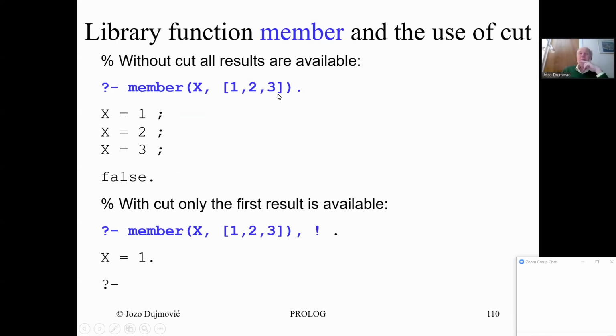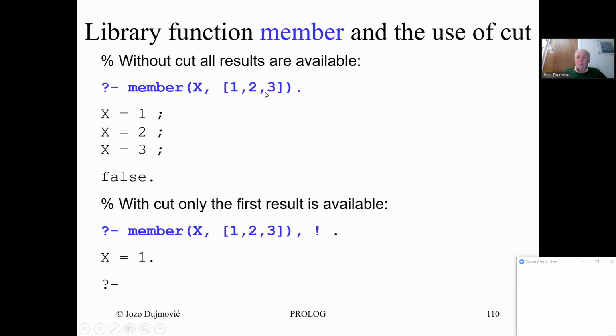So the first answer will be X is 1. Then I put semicolon and say, give me more results. Well, X is 2. That's the second answer. And the third answer is X is 3. I say, give me more, false, no more answers. So either you get false or you get no. But this is the fact that there are no more solutions. So solutions are 1 and 2 and 3 for X to be a member of 1, 2, 3.